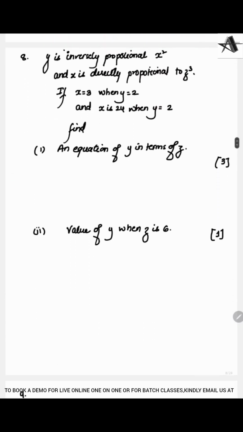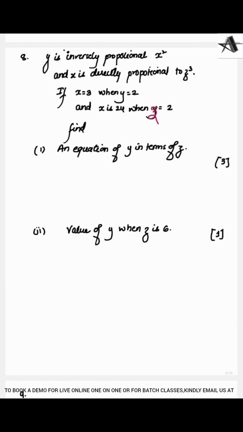Y is inversely proportional to x squared and x is directly proportional to z cubed. If x is equal to 3 and y is equal to 2, and x is equal to 24 when z is equal to 2, find an equation of y in terms of z.